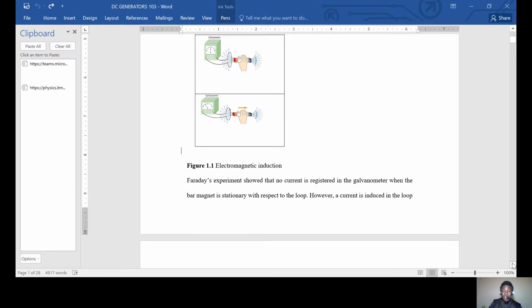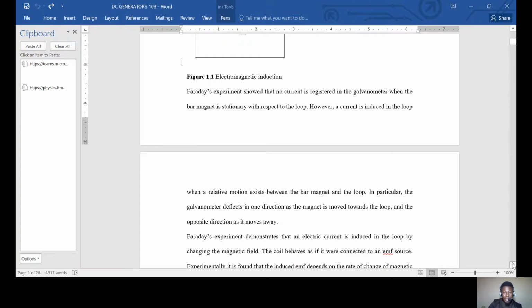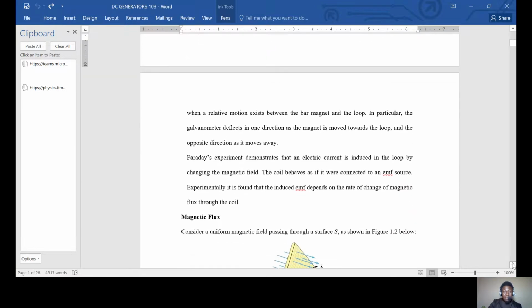However, a current is induced in the loop when a relative motion exists between the bar magnet and the loop. In particular, the galvanometer deflects in one direction as the magnet is moved towards the loop, and in the opposite direction as it moves away. Faraday's experiment demonstrates that an electric current is induced in a loop by changing the magnetic field. The coil behaves as if it were connected to an EMF source. Experimentally, it is found that the induced EMF depends on the rate of change of magnetic flux through the coil.